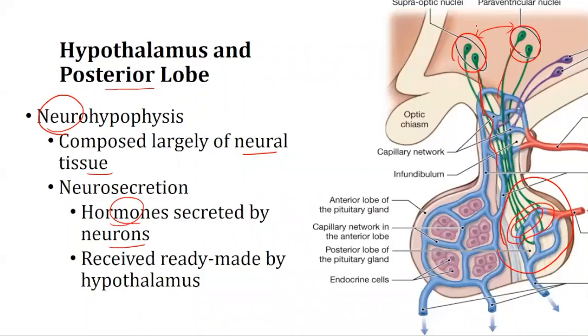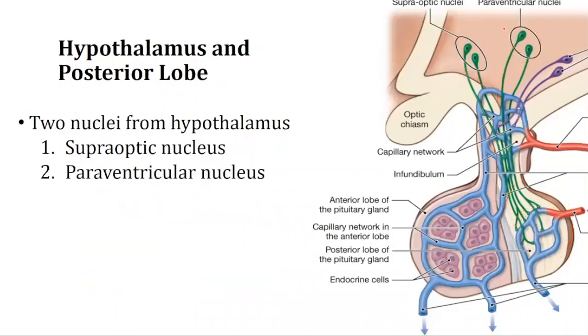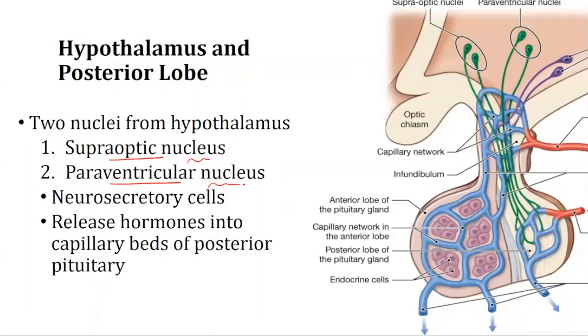So what are these nuclei, these specialized neurons called? There are two types of nuclei that are coming from hypothalamus specifically to the posterior lobe. It includes supraoptic nucleus and paraventricular nucleus. We know that nucleus or nuclei from the section about nervous system mean clusters of cell bodies or neurons. Okay, so these are specialized neurons again. So these nuclei are neurosecretory cells that are going to secrete hormones into the posterior lobe. Okay, and the hormones are released into the capillary beds of posterior pituitary.